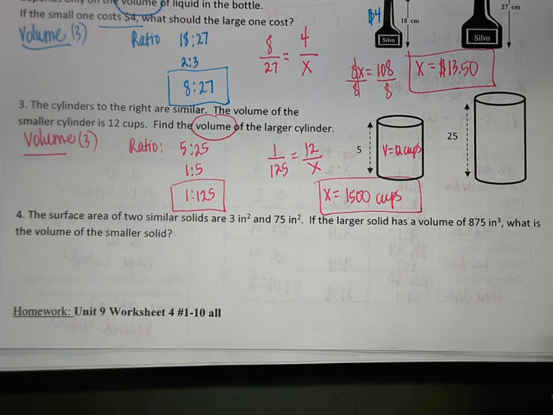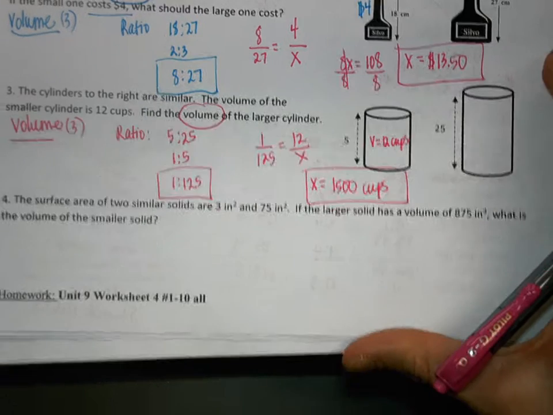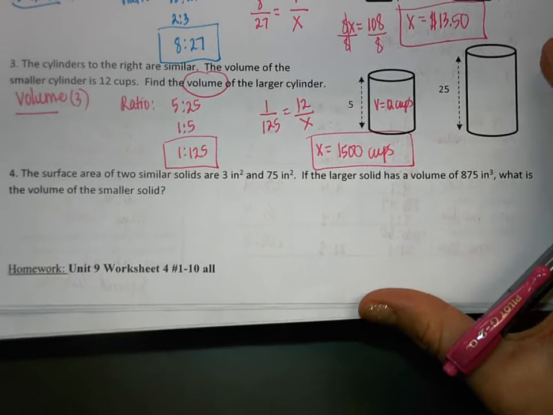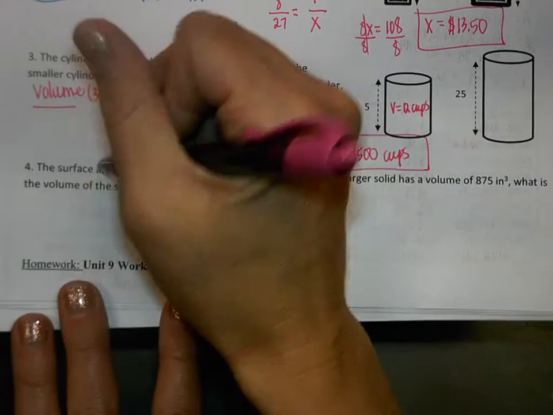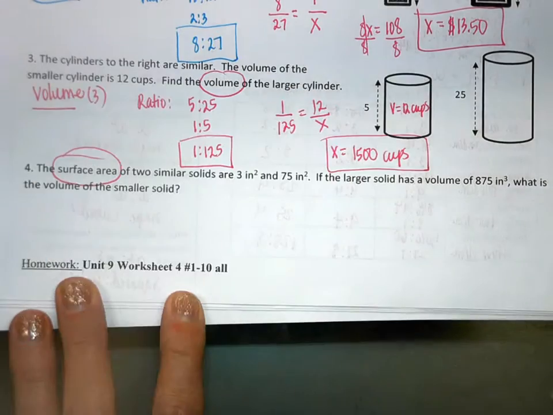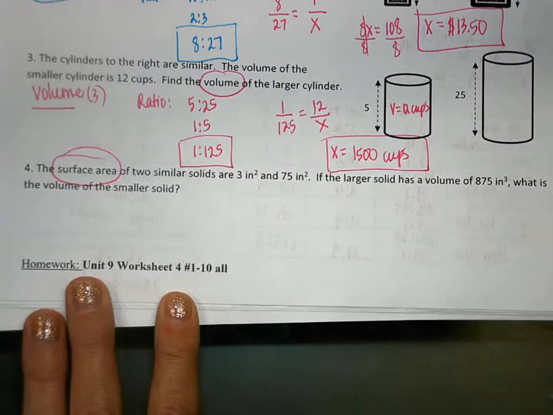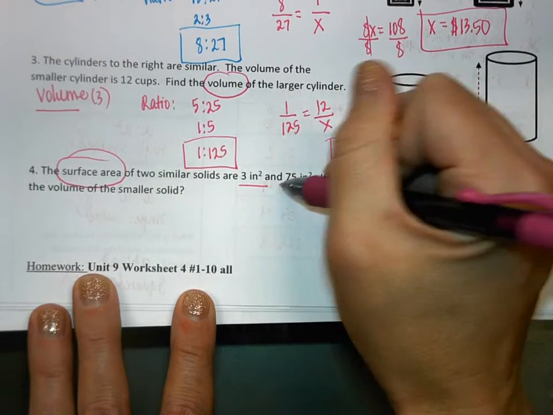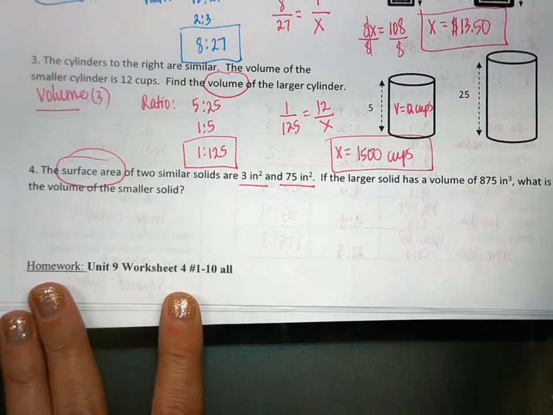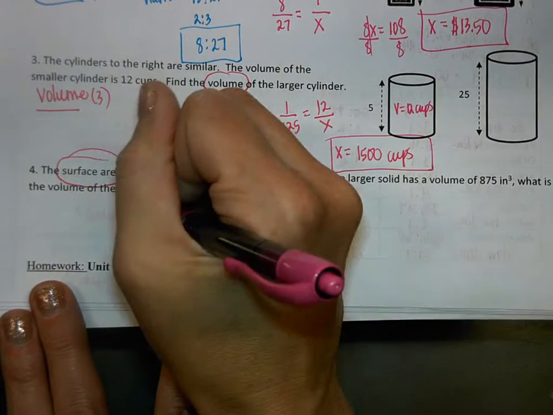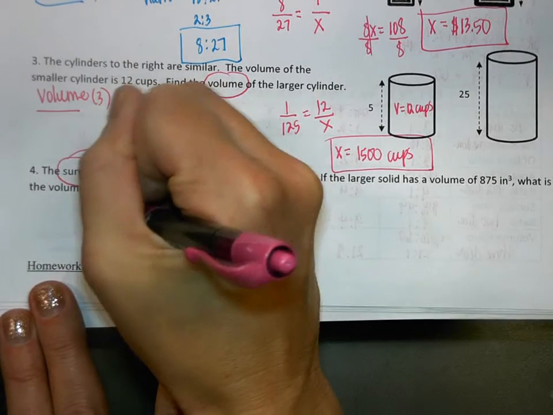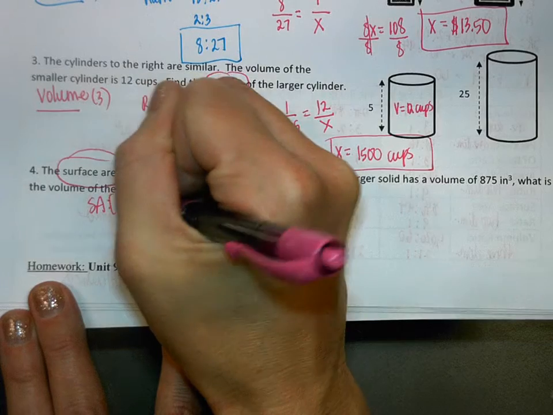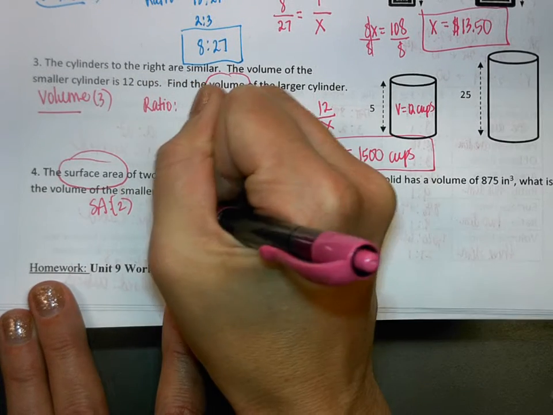All right. We're going to go to number 4. The surface area of 2, first of all, they just said surface area, okay? What dimension is surface area? Okay. The surface area of 2 similar solids are 3 inches squared and 75 inches squared. Okay. So I'm just going to write this right now. So I know surface area is 2 dimensions, and they told me 3 to 75.